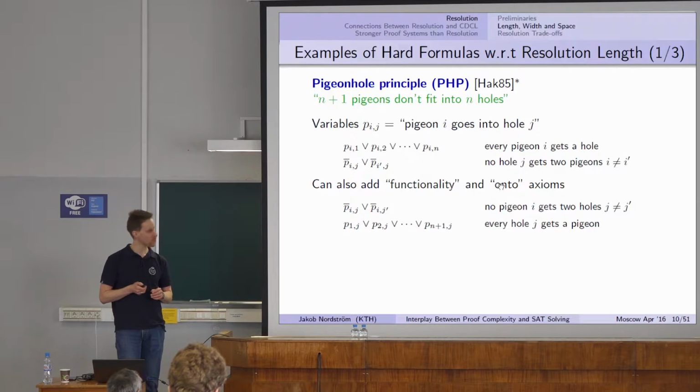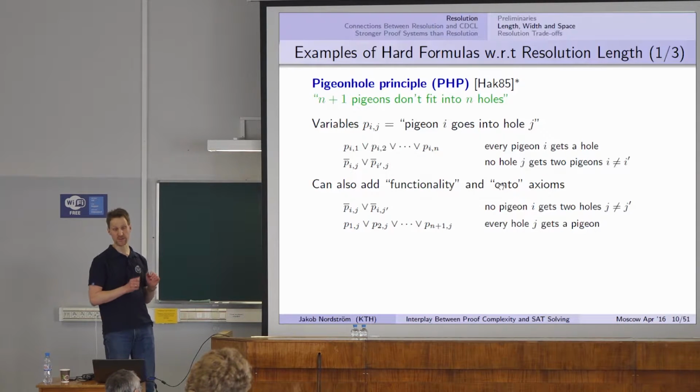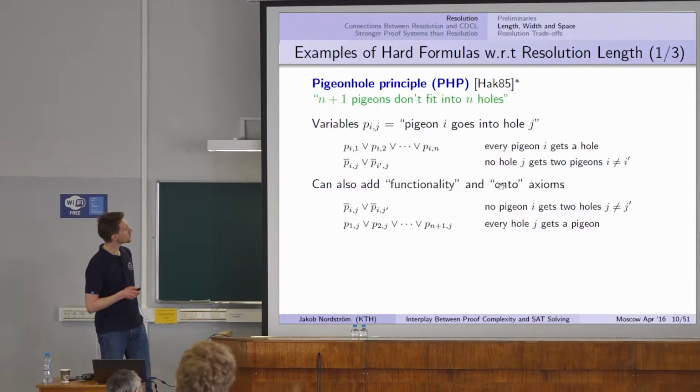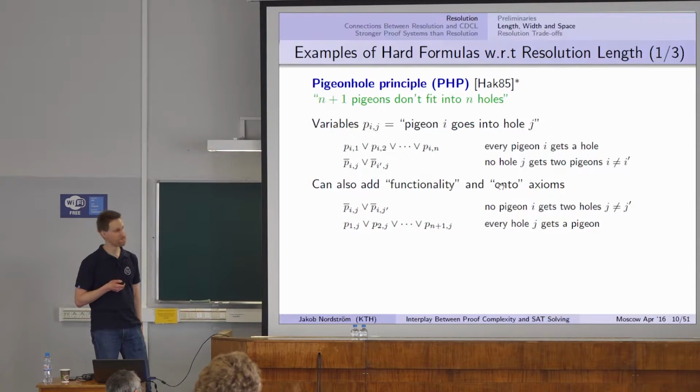So here you have a CNF formula saying that indeed every pigeon gets a hole, so P_i,1 means that pigeon i goes into hole 1 or into hole 2 or into hole n. So it gets a hole, but somehow miraculously for every hole j, it's never the case that two pigeons i and i' go into the same hole. Okay, so it's not so hard to see that this is an unsatisfiable CNF formula.